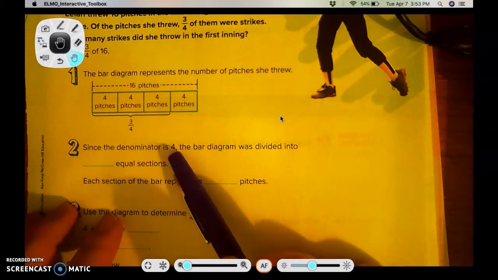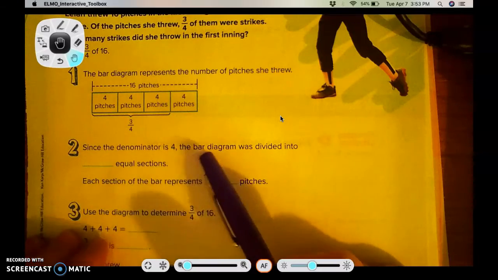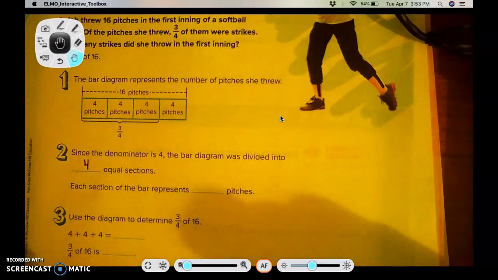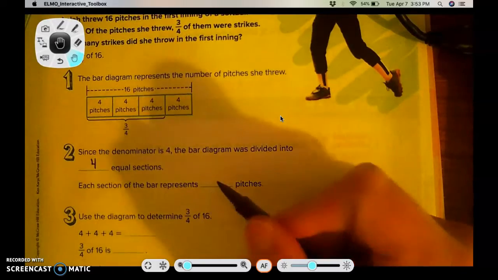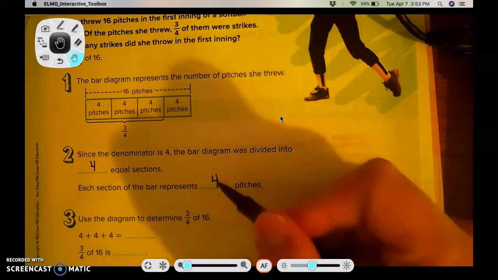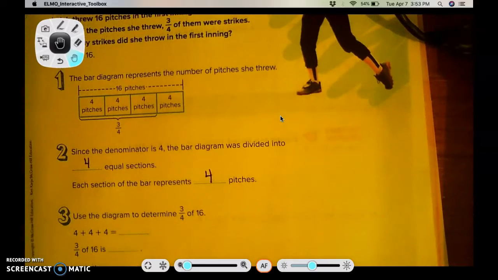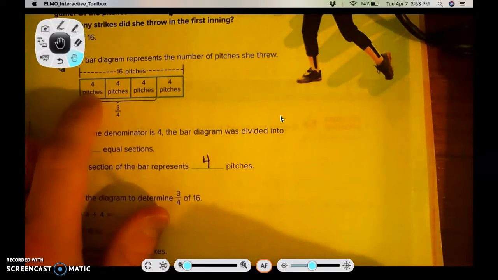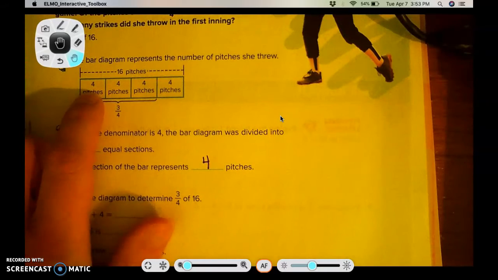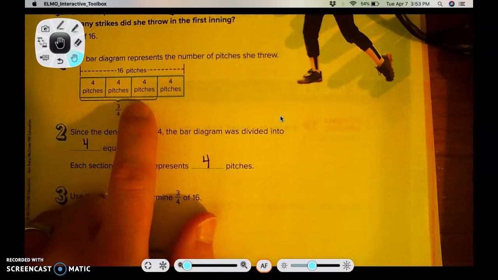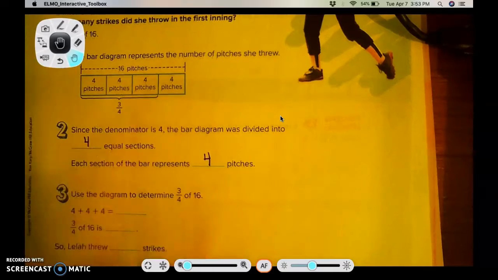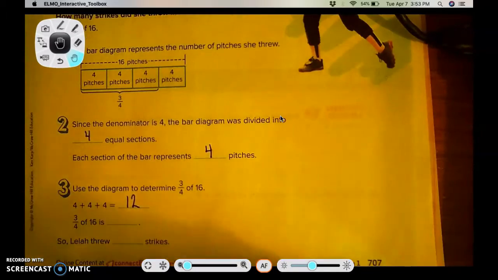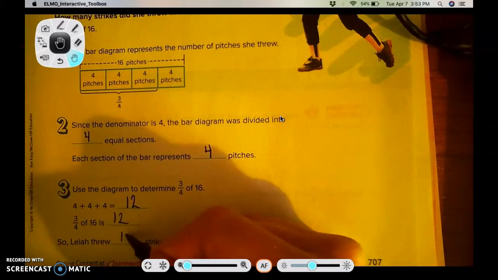Since the denominator is 4, the bar diagram was divided into 4 equal sections. So we took 16 and divided it into 4 equal parts, and each section represented 4 pitches because 16 divided by 4 is 4. It says use the diagram to determine 3/4 of 16. So 1/4 of 16 is 4 pitches, but we want to know how much 3/4 of 16 is. If we add 4, 8, 12, that is going to be 3/4 of 16. So 3/4 of 16 is 12, meaning she threw 12 strikes.